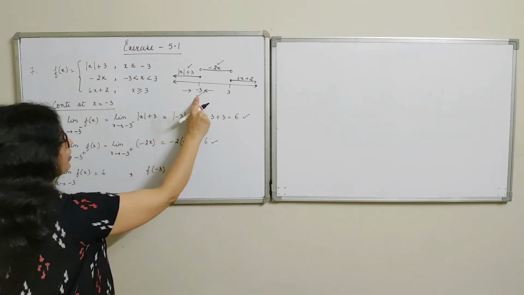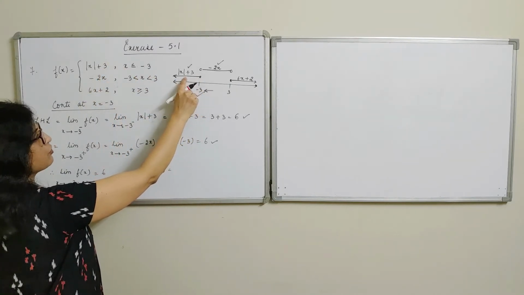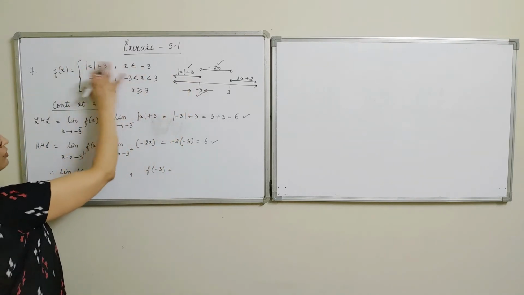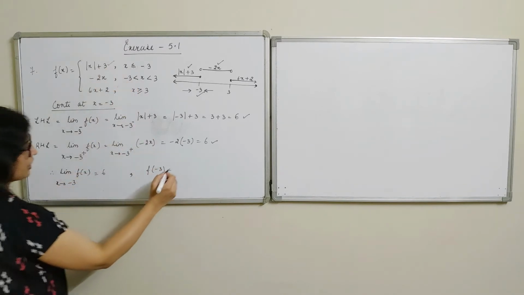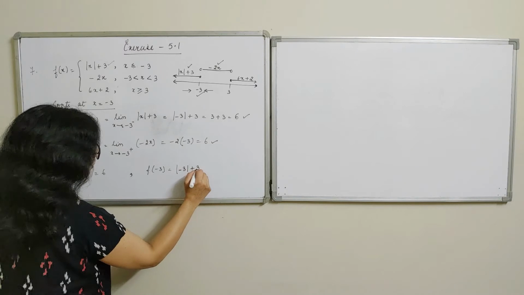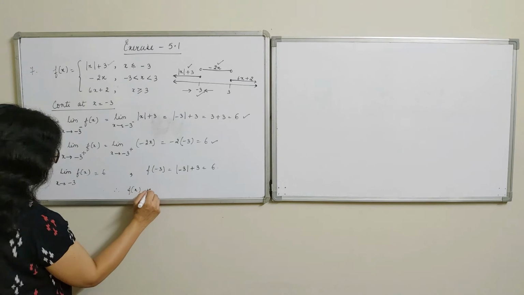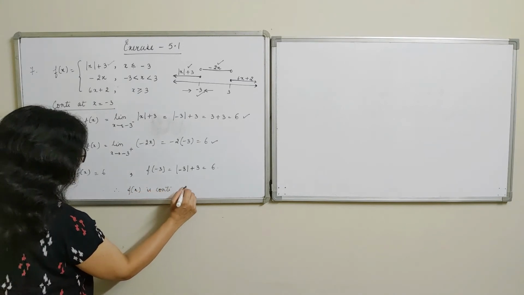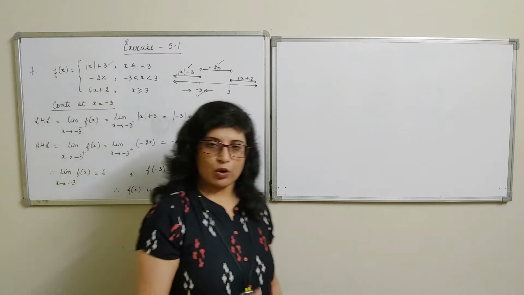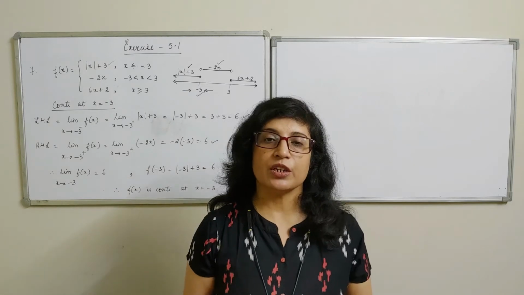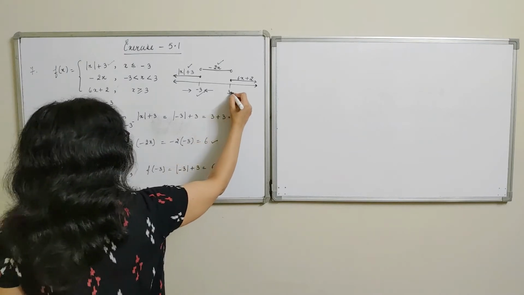Limit we have found. Next, let's find out the value of the function when x is equal to minus 3. Now here you can see from the graph, from this figure or even from here also, at the point minus 3, the function is mod x plus 3. Whenever x is minus 3, the function is mod x plus 3, which again gives us 6. So we can say that the function f(x) is continuous at the point x is equal to minus 3. Or if you want, you can also write down that the function is not discontinuous at the point x is equal to minus 3.